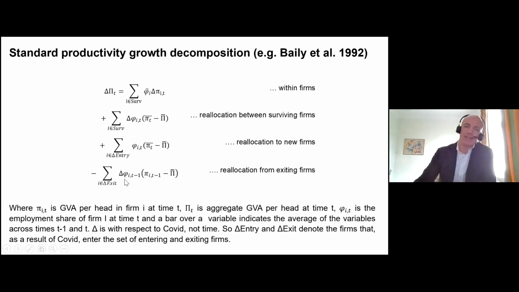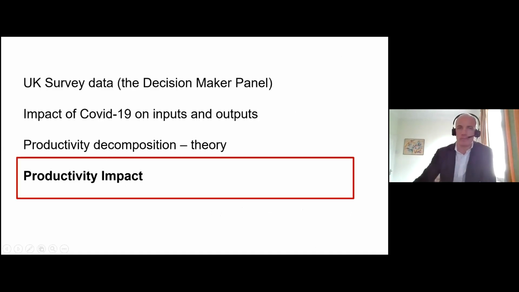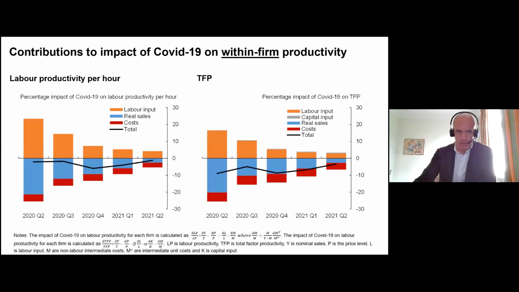Same goes for exit. Exiting firms tend to be less productive than the average, which is why they exit, right? So if we see more exit, then other things equal, the contribution from exit will also be more positive. Last point here: this delta is not a delta with respect to time, but rather a delta with respect to COVID. So what I'm interested in here is the change in the membership of these sets of entering and exiting firms because of COVID. Right, so that's the framework. So let's run the numbers through that framework.